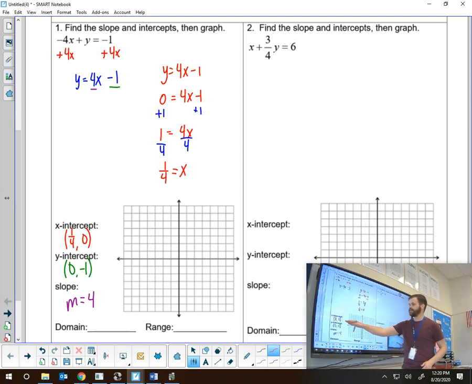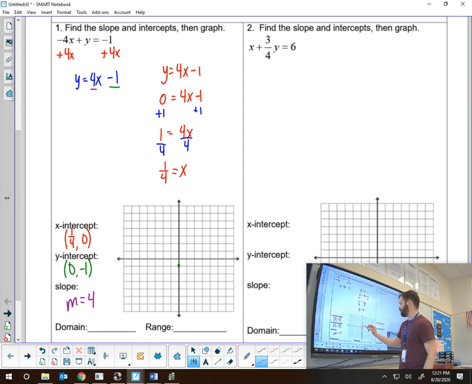We have my y-intercept, I have my slope, and so I'm going to go ahead and put my y-intercept on here. My y-intercept is at 0, -1, so there's my y-intercept. My slope is 4, so that means I'm going to go up 4 over 1, up 4 over 1, or down 4 to the left 1.